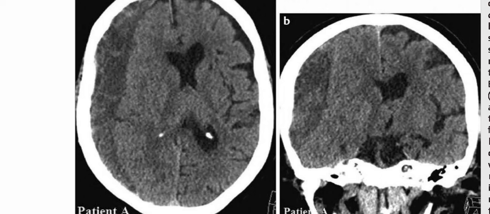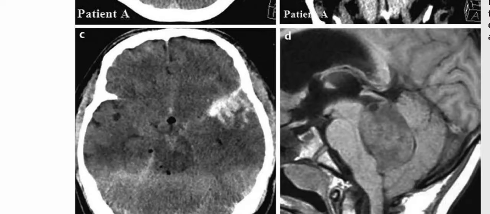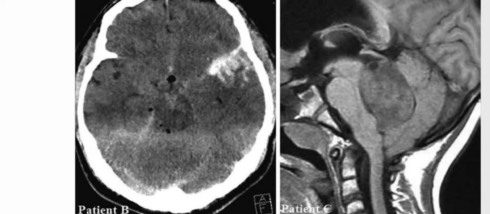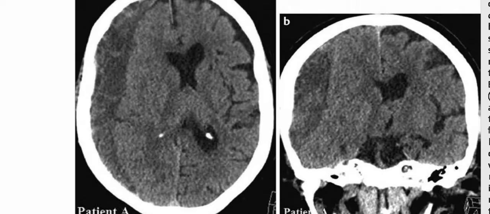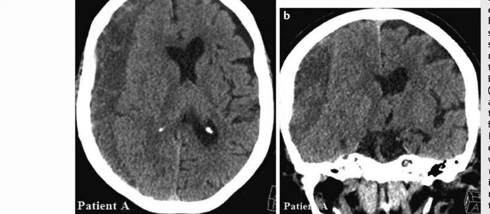So this is patient A, and it is a post-trauma patient. Also, there are a few other images here, and this patient C is a child with headaches and vomiting. So let's go through the images of patient A.